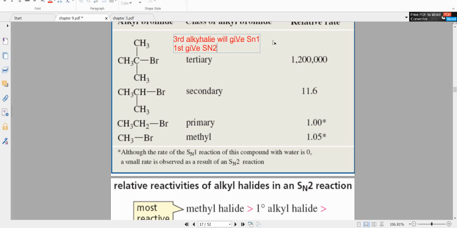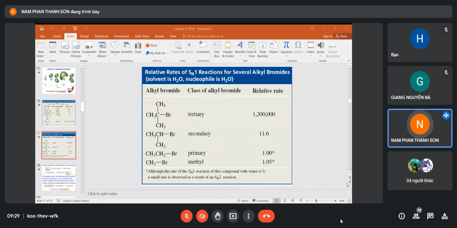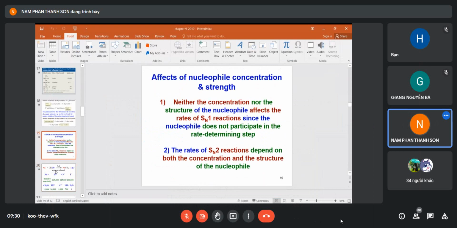What happens with secondary? We don't know. So by looking at the structure of the alkyl halide, if it is tertiary, we know it is SN1. If it is primary, we know it is SN2. But if secondary, we don't know. So what can we do? For secondary, we don't know yet. So we need to look at the next reagent, that is the nucleophile, the negative attacker.